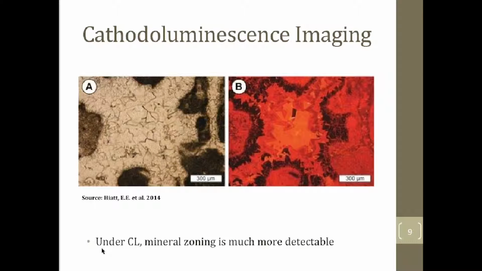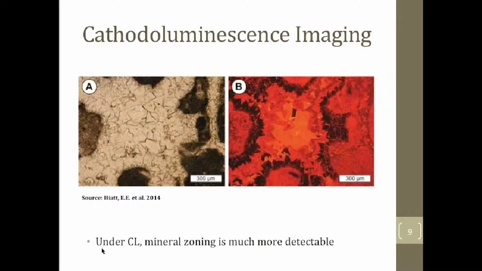So here's an example of a photo in plain light compared to CL light, just to show you guys the distinct differences and why it's so important that we use CL. In picture A on the left here, you can see the variation in color and linings between the white area here, and you can guess that maybe there's some grain size variation, maybe there's some different fabrics going on, but you can't really make that distinction.